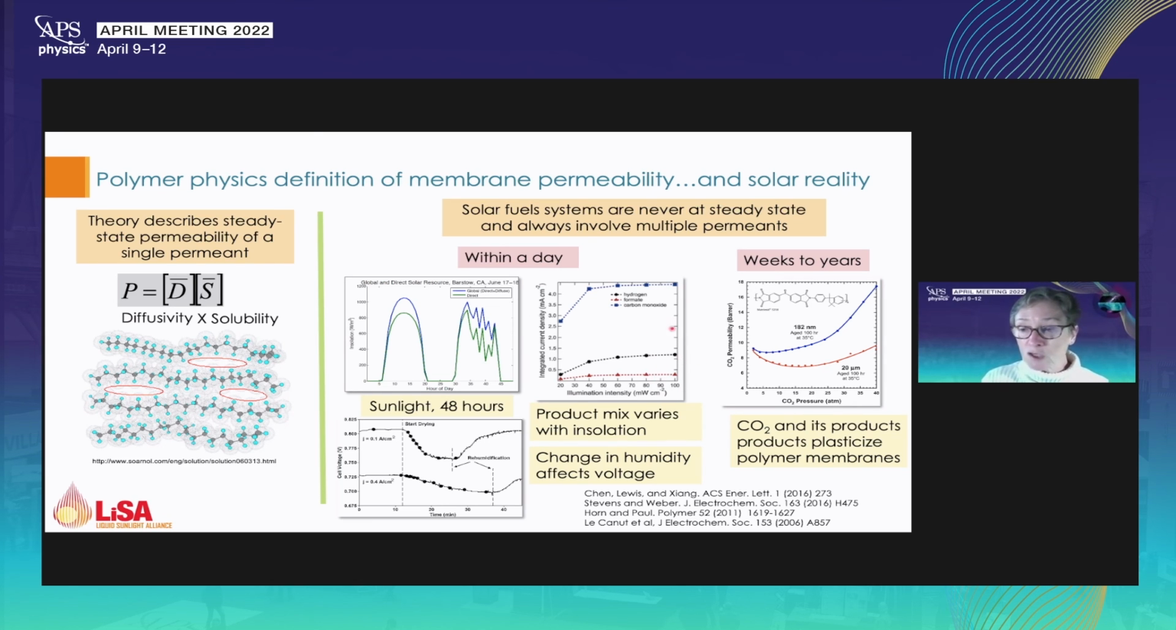The potential changes, the product mix changes. Exposure to carbon dioxide causes plasticization. Things dry out, things rehumidify. All of these cause continual changes in the polymer, and we don't have a theory to deal with that yet.